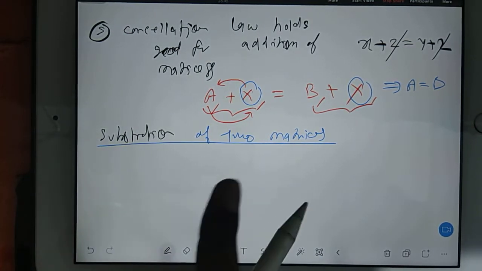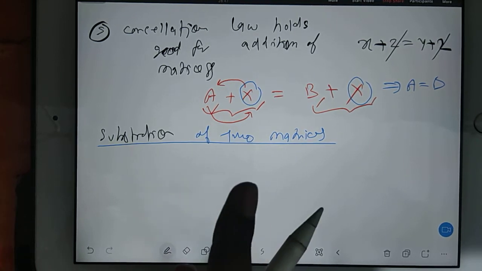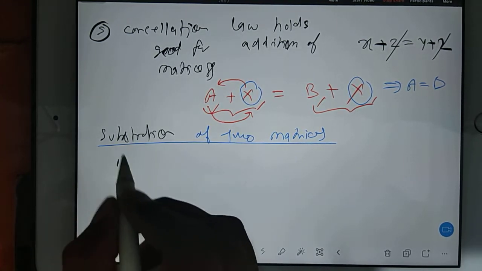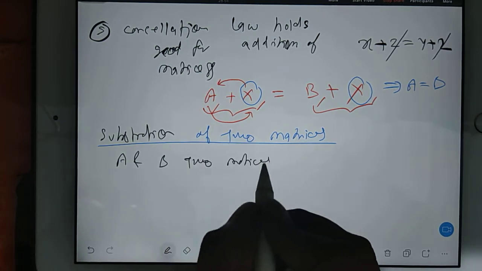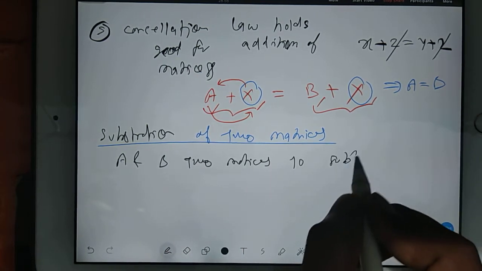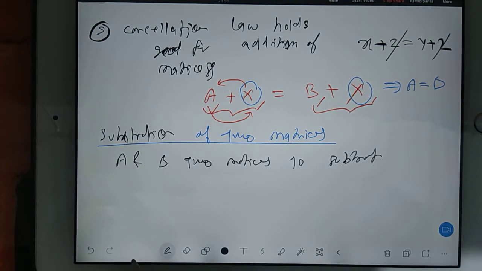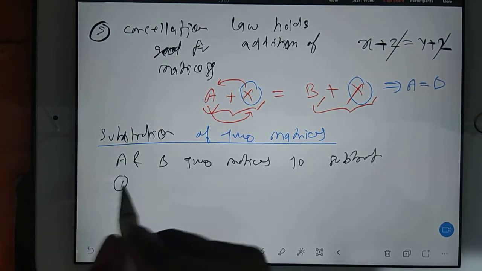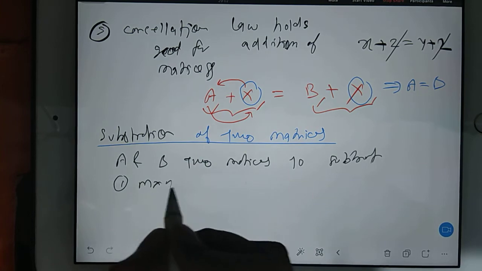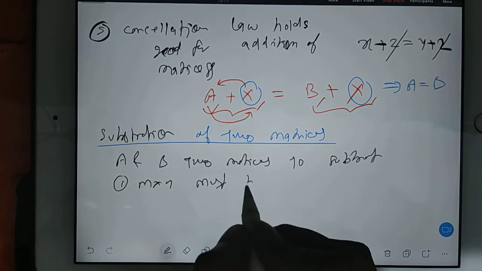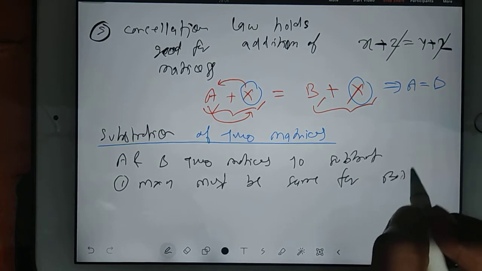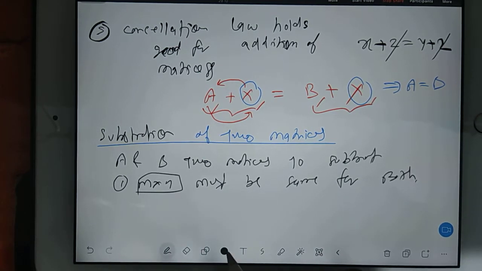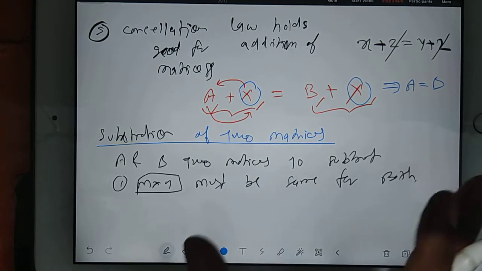The way we have added, in the same way we should subtract. Suppose you have A and B, two matrices to subtract. So your first condition is that the order must be the same for both. So I'm writing M cross N must be the same for both. Means order must be the same for both.